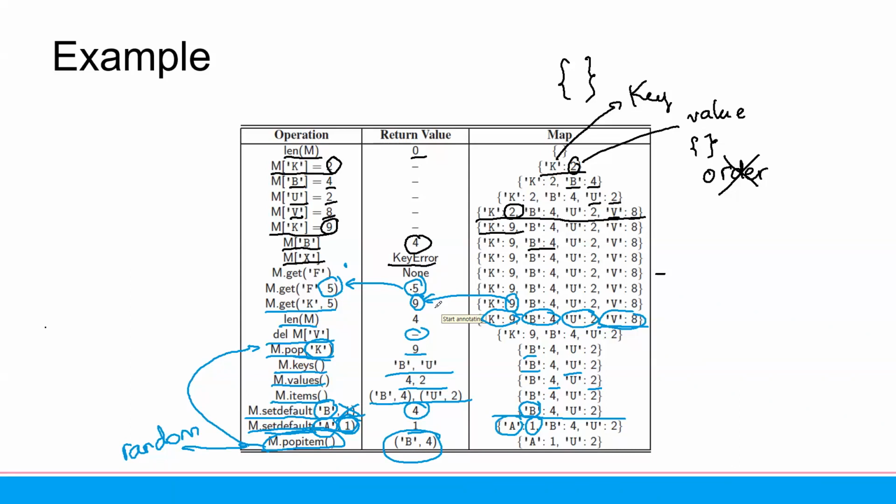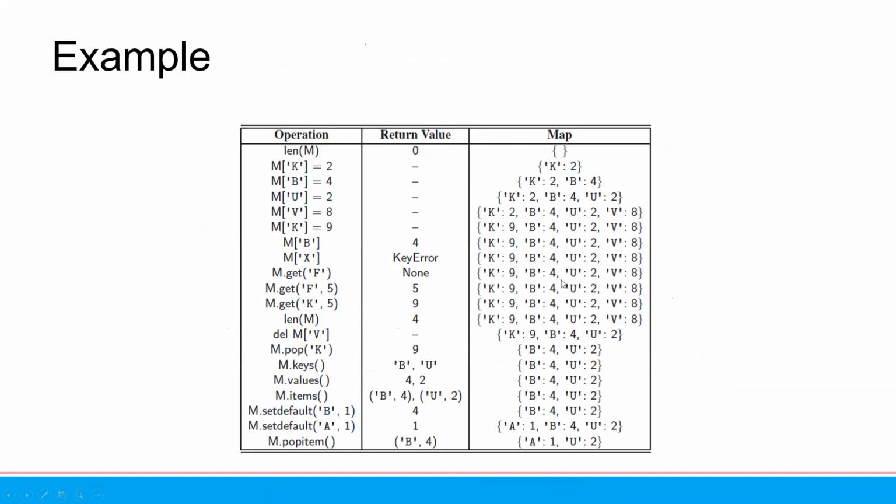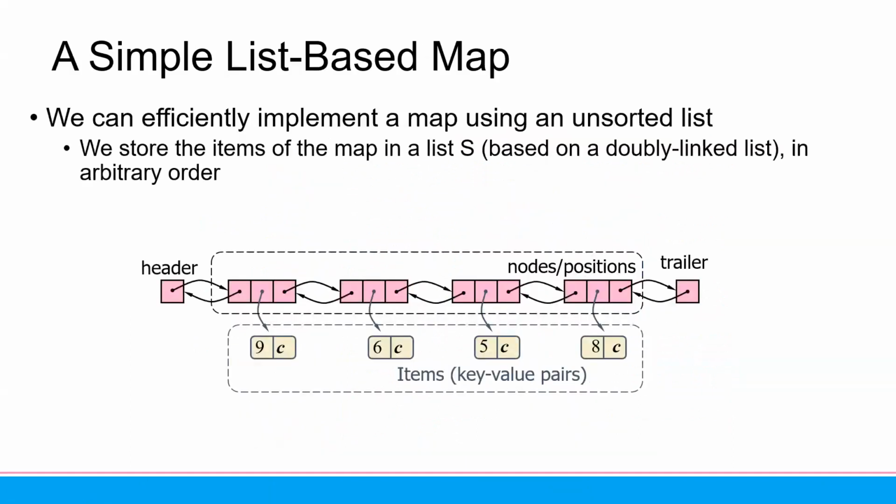So those are the things that we already learned, and this is the example. In the map, we can apply a simple list-based map. It means I can put the elements of the map, which are key and value, into a list. Do you know what a list is? Okay. In Python, we know what a list is. So in the list, you have only one element.